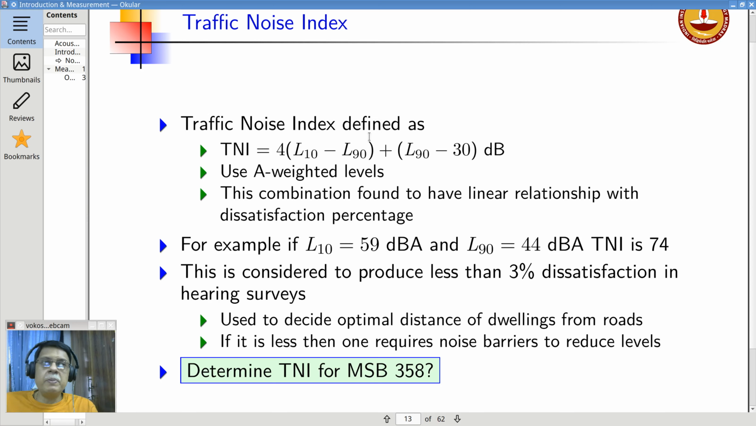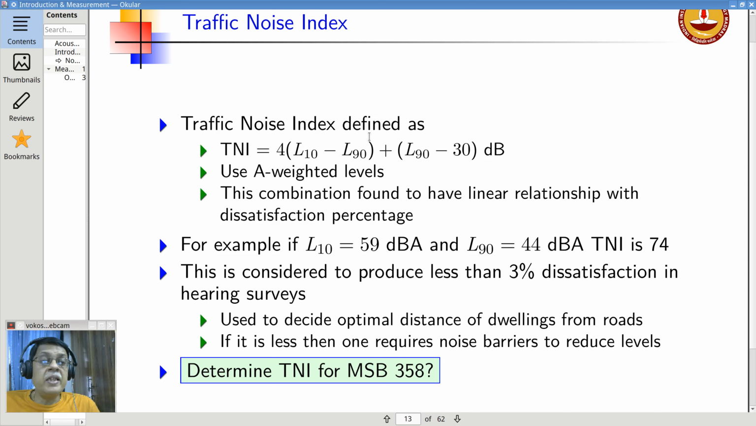50% means 50% of people say, okay, I'm satisfied with this sound, and 50% are saying I'm dissatisfied with this. Now, for example, if L10 is 59 dB A, and A is added at the end to denote that we are using the A scale. If I don't write an A, it means it is what is called a Z scale. We will see all of these formally defined shortly.